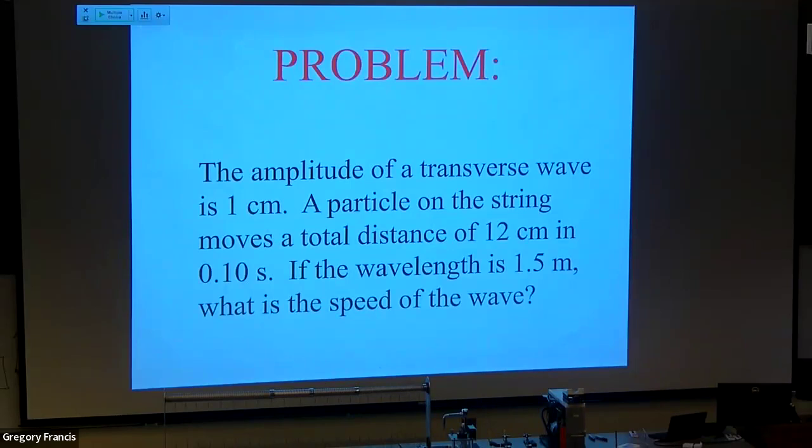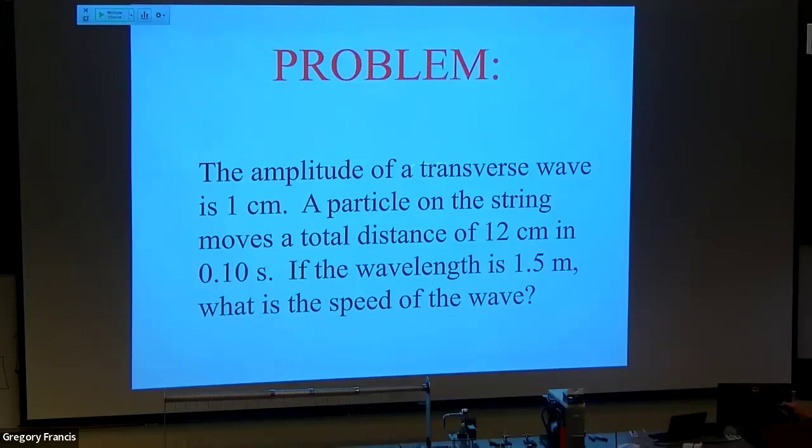This is a problem that's similar to problem 5 in the homework that's due next Tuesday. And when I say similar, what I really mean is the same. Okay, the same. So let's follow along here.